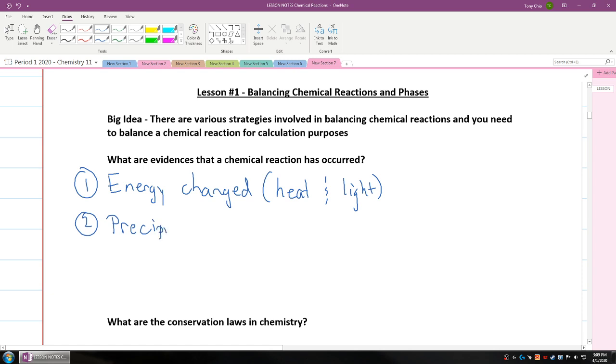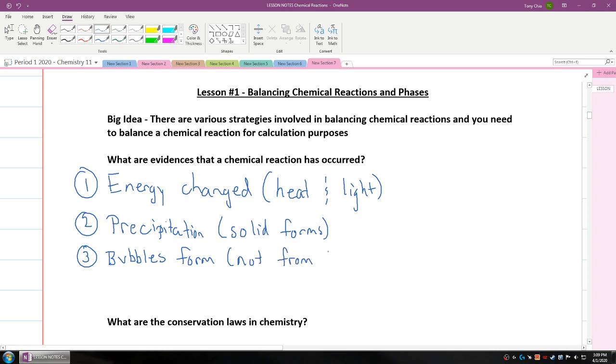Now, what does precipitation mean? Precipitation means that a solid forms. Another evidence is that bubbles form, but we know that this means that boiling is not a chemical reaction. Because when you boil, you're actually just increasing the size of the gas particles. So not from boiling. The last one that usually is an evidence is color change.